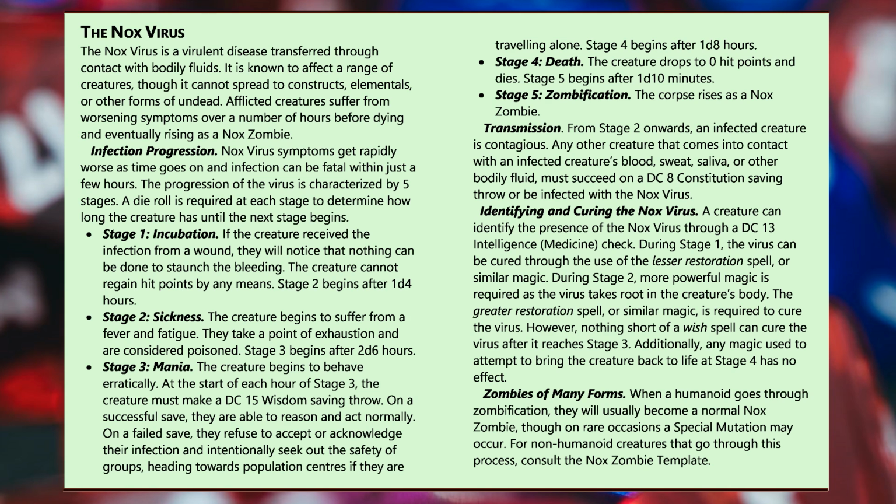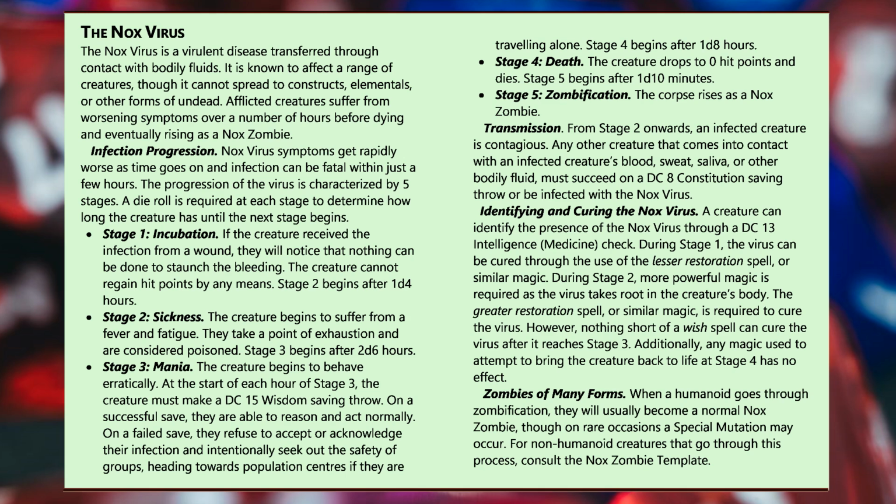Infection progression. Nox virus symptoms get rapidly worse as time goes on, and infection can be fatal within just a few hours. The progression of the virus is characterized by 5 stages. A die roll is required at each stage to determine how long the creature has until the next stage begins.